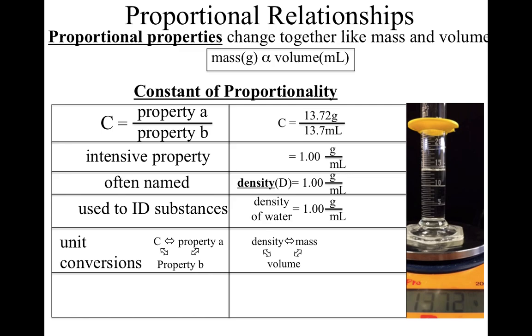As a practical matter, once you have a constant of proportionality, it allows you to convert between three numbers: the constant and the two properties it is based upon. Finally, you will run into many graphs in your life that compare two different properties and that show a straight line relationship between them. Always remember that the slope of the line equals the constant of proportionality between the properties.